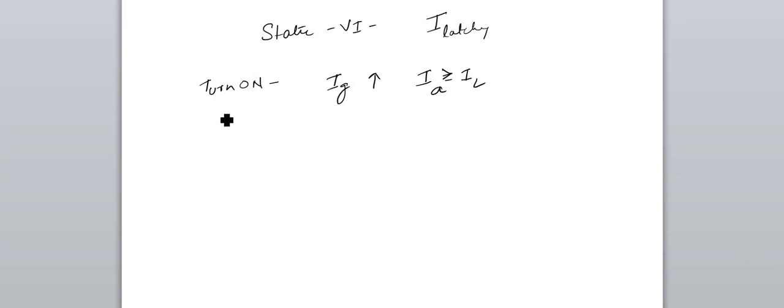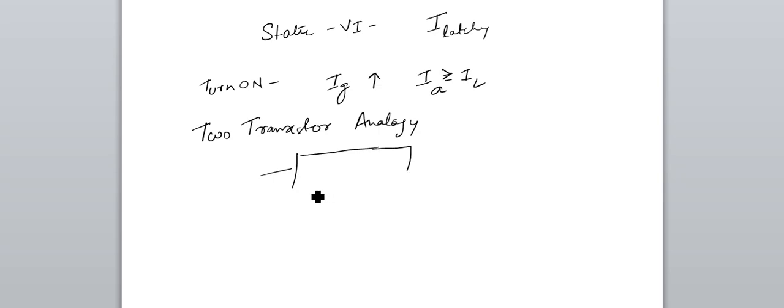So we will discuss first the two transistor analogy. So this is an SCR. Actually, this is a modeling of an SCR in terms of transistors.